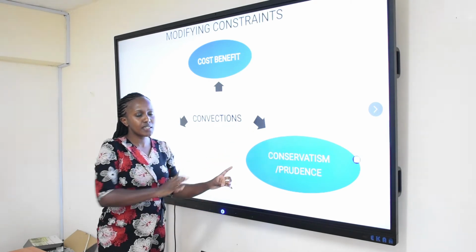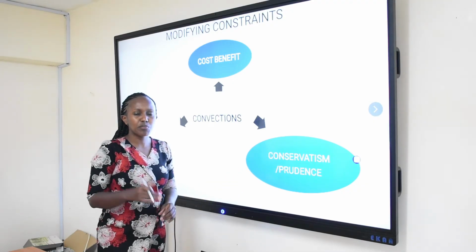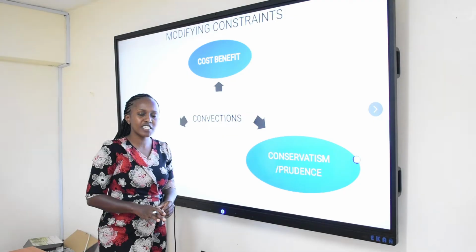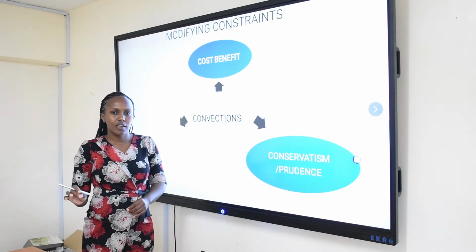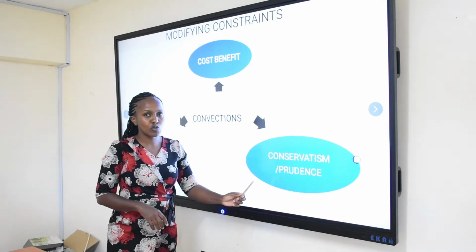In lieu of this constraint, we have to make certain provisions. For example, when we foresee that there will be a loss, like some of the debtors will not pay, we have to make a provision for doubtful debt.